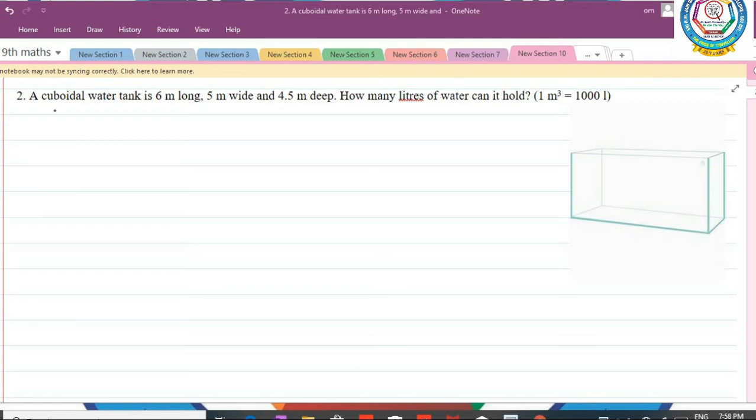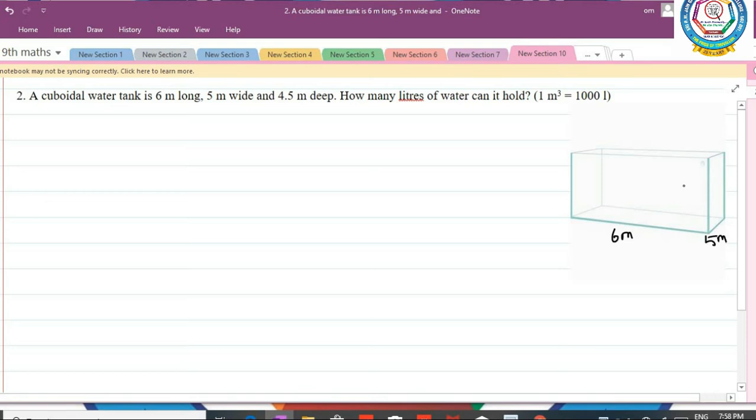Sum number 2. A cuboidal water tank is 6 meter long, 5 meter wide and 4.5 meter deep. How many liters of water can it hold? The water tank looks like a cuboid. Length, breadth, height is given. So what is length? 6 meter. And wide means breadth, 5 meter. Then height is 4.5 meter. But the question is, how many liters of water can it hold?